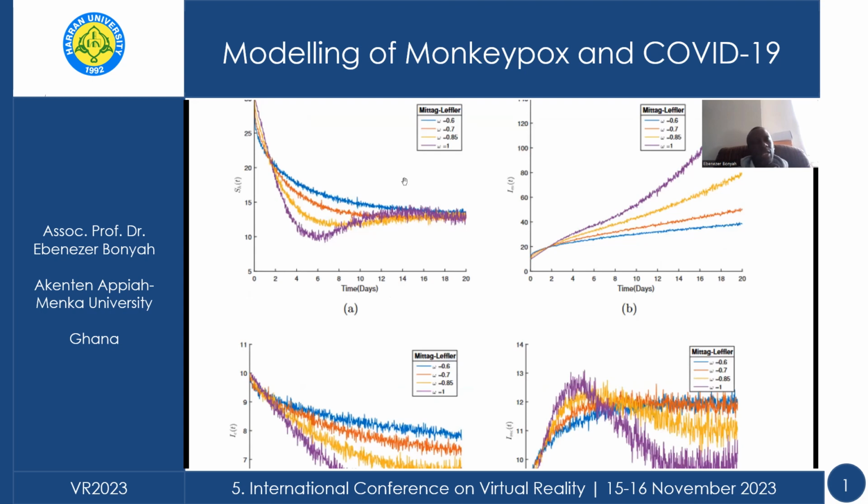Now you can see this is susceptible individuals in the community. And you can see the fluctuation, the randomness. The green depicts omega at 0.6. So you see 0.6, you move to 0.7, so we move to 1.